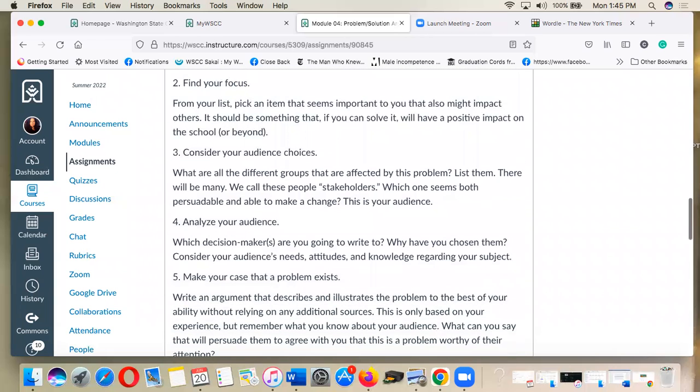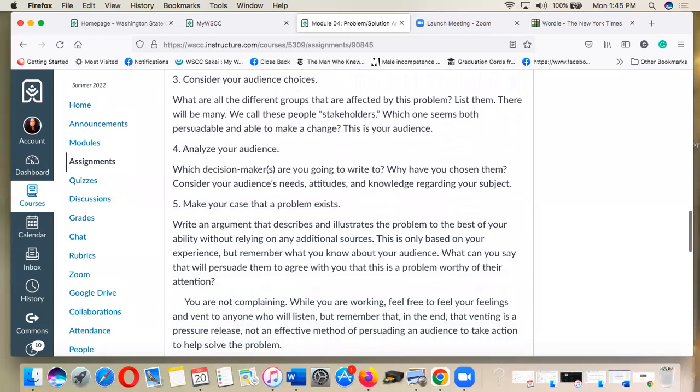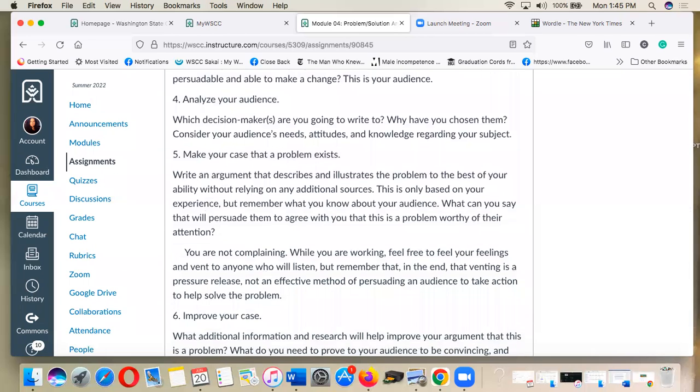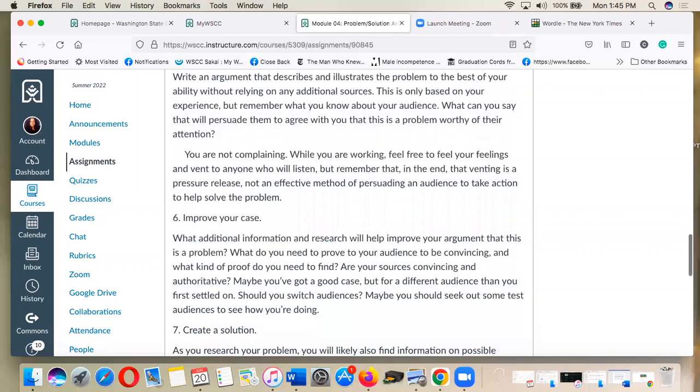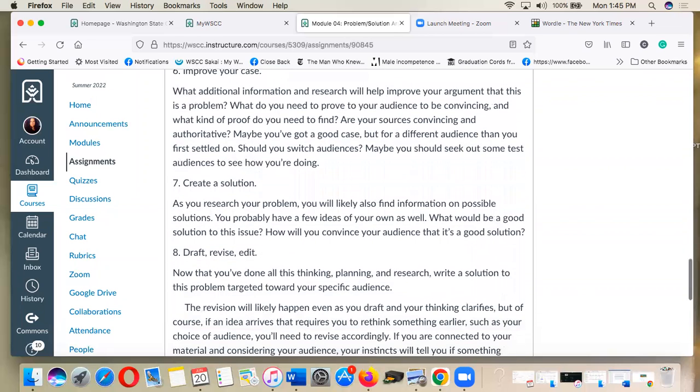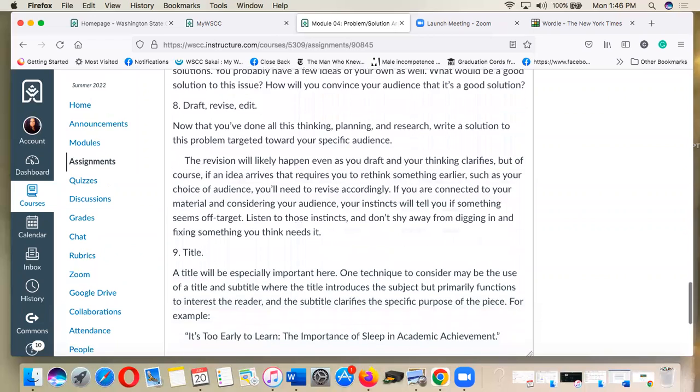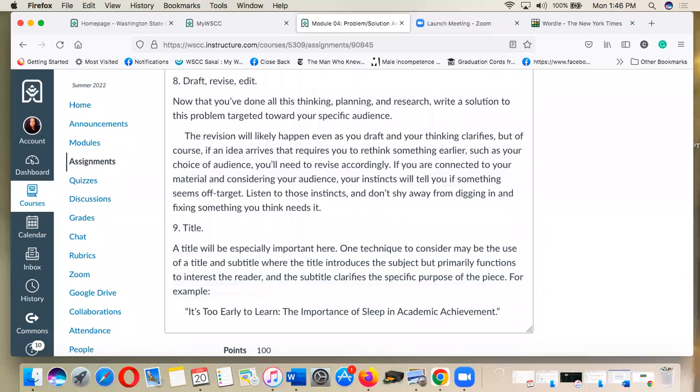Find your focus, consider your audience choices, analyze your audience, make your case that a problem exists. So you want to make sure that your reader understands that it is in fact a problem that does need to be fixed. So you're going to go through all this: draft, revise, edit.